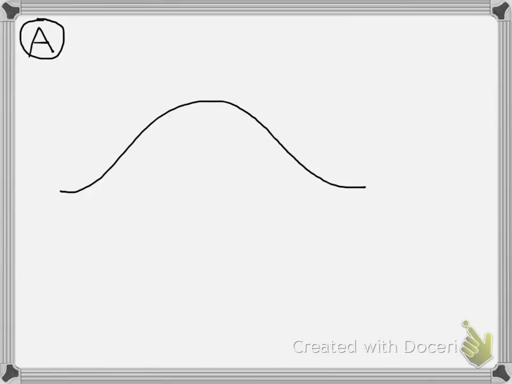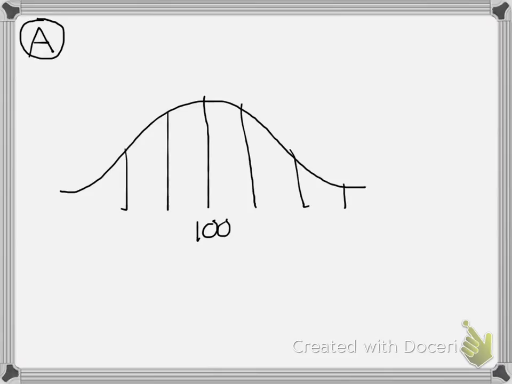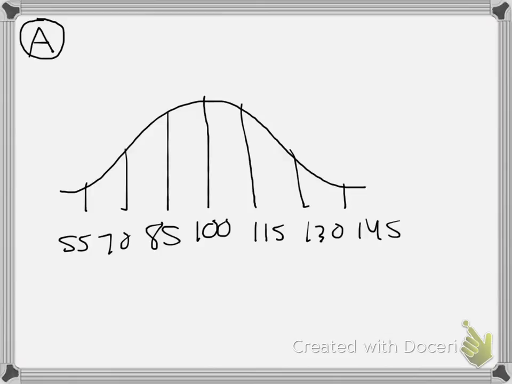Okay, so we're going to start by drawing a normal curve with a mean of 100 and draw standard deviations 3 above and 3 below, with the standard deviation being 15. Okay, find where 130 falls and shade in the area above it.